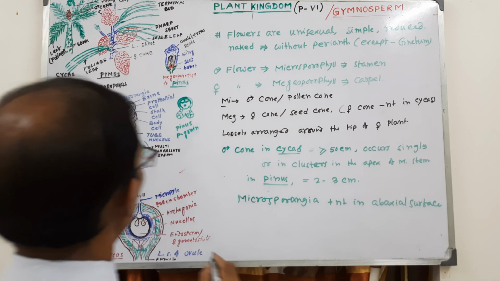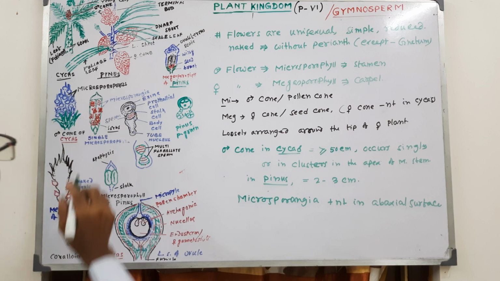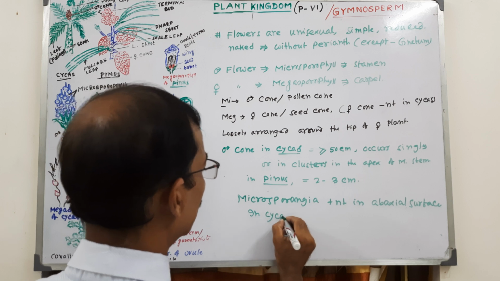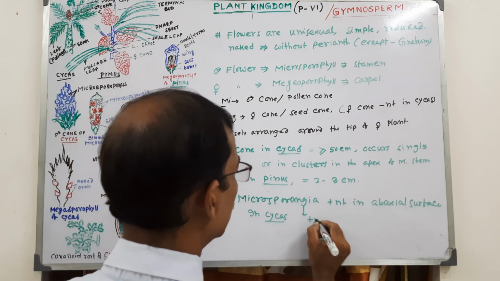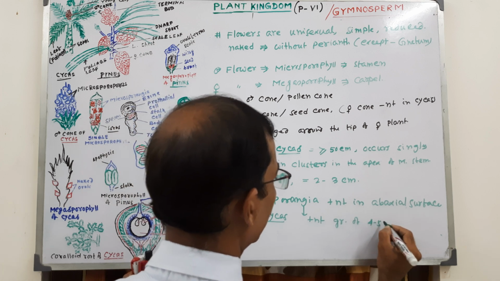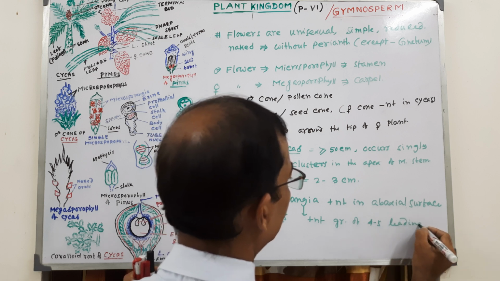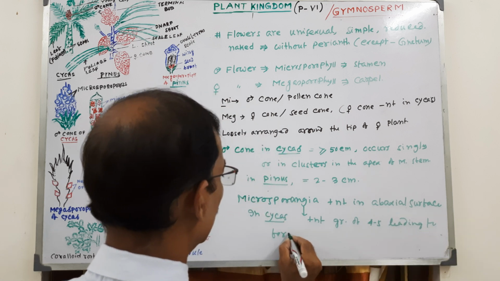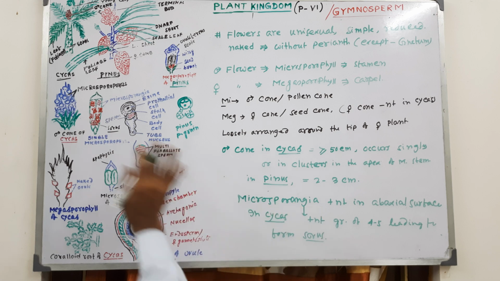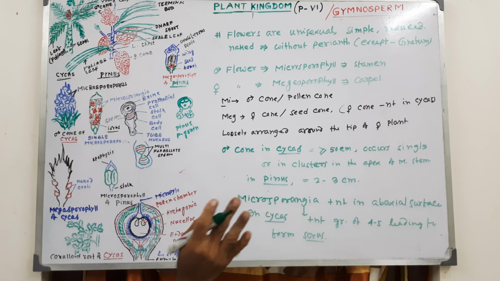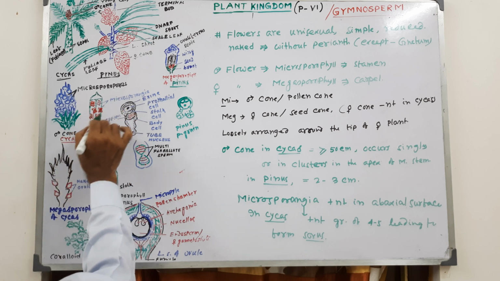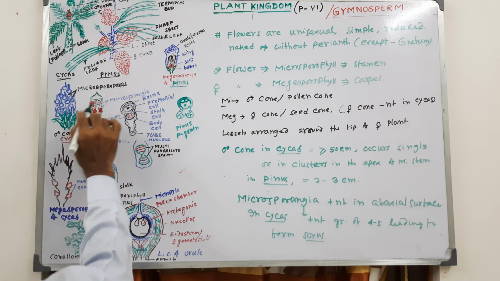In Cycas, microsporangia are present in groups of 4 to 5, forming sori, which is also a characteristic feature of ferns. So Cycas shows many similarities with ferns. Each sorus consists of 4 microsporangia.